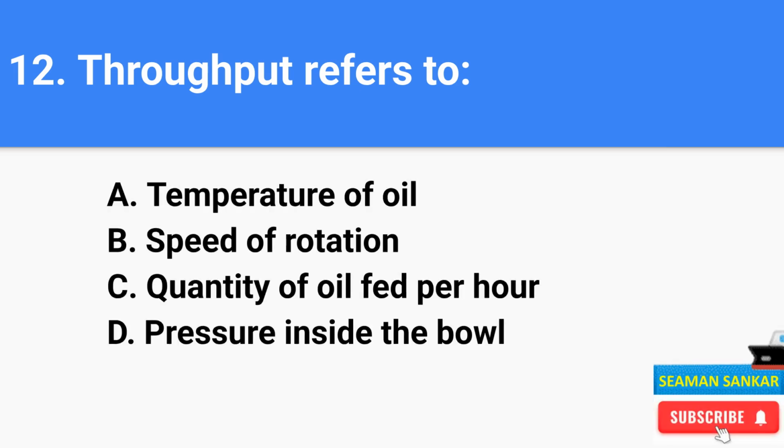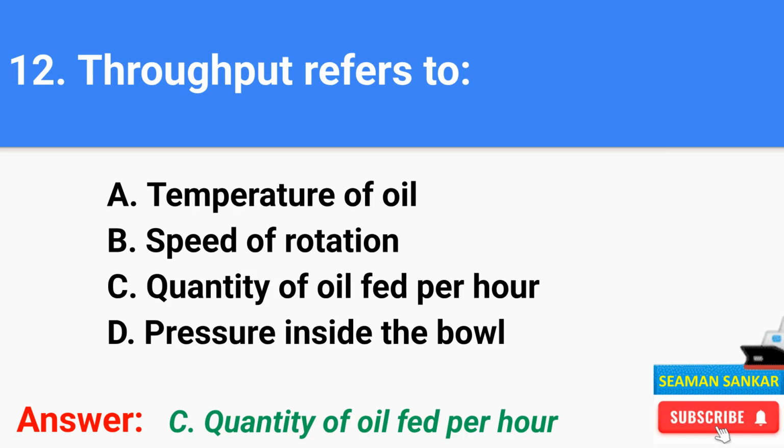Question 12. Throughput refers to A. Temperature of oil. B. Speed of rotation. C. Quantity of oil fed per hour. Or D. Pressure inside the bowl. The correct answer is C. Quantity of oil fed per hour. Throughput defines the processing rate of the oil.